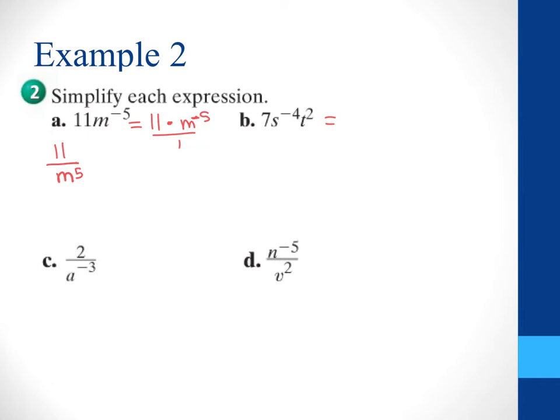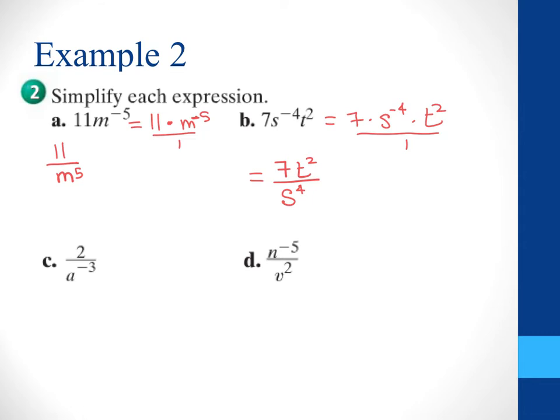Likewise, for part B, I really have 7 times s to the negative fourth times t squared. This would all be written over 1. So what I'm going to do here is go step by step, and 7 has no negative exponents, so that will stay in the numerator. S to the negative fourth, the negative 4 tells me that the s actually belongs to the bottom, or to the denominator, so this becomes s to the positive fourth, and then I have t squared, which has a positive exponent, so that is going to stay in the numerator.